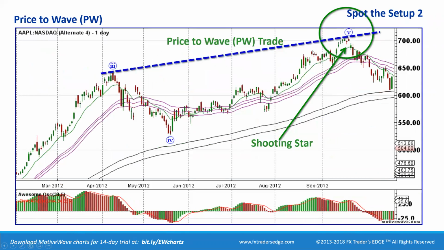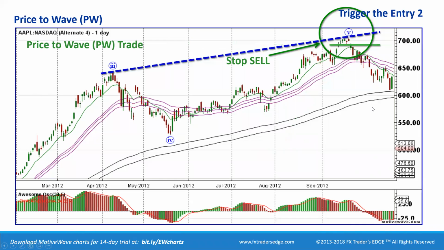Here's another one. We see divergence between the wave 3 and the wave 5. We have a nice wave 4, and then we have an extended wave 5. So we're spotting the setup with a shooting star. There must be a long candle. We have a shooting star pattern. So we trigger the sell below the candlestick low here, trigger the entry, and we set a stop above the price high, and we set our target.